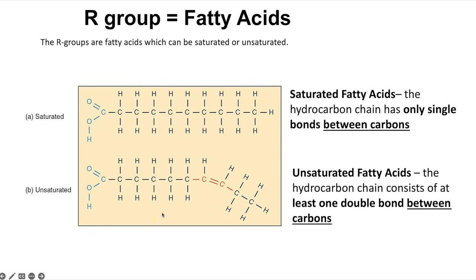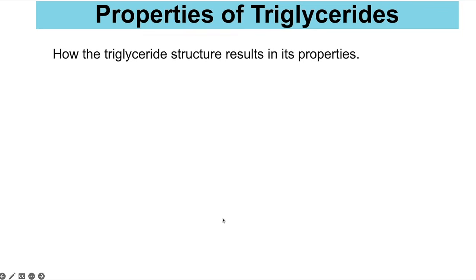An unsaturated fatty acid has at least 1 double bond between the carbon atoms. So it's not fully saturated, it could have held 2 more hydrogens here. And where you do get that double bond between the carbons, it causes a kink in the chain. We can see here it's bending.